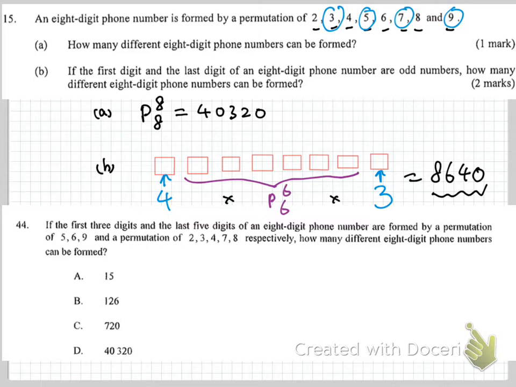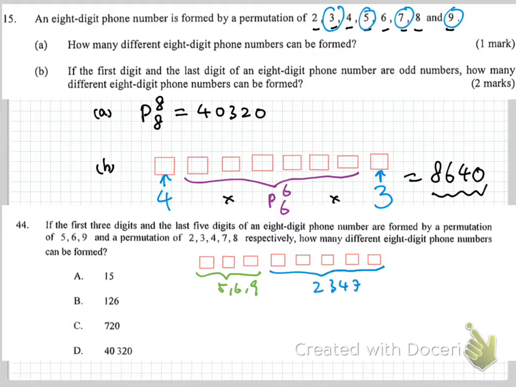And then the next question is also about phone numbers. It's very similar. In question 44, the first 3 digits and the last 5 digits are formed by permutations. The first 3 digits are made by a permutation of 5, 6, and 9. And the trailing 5 digits are formed by a permutation of 2, 3, 4, 7, 8.